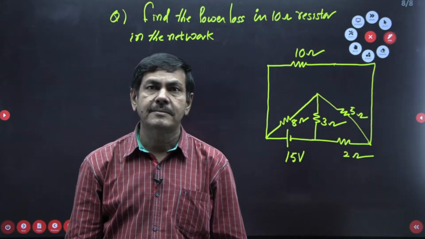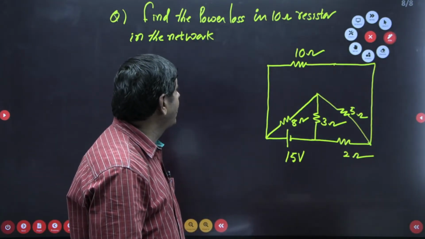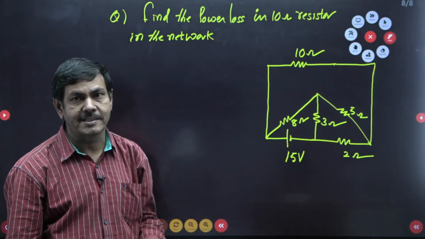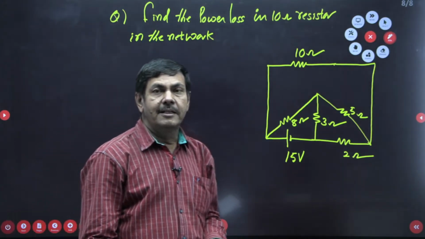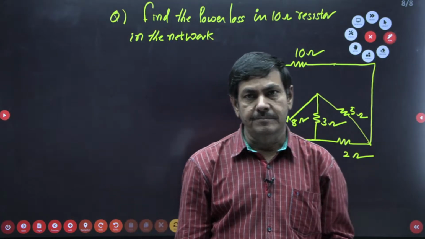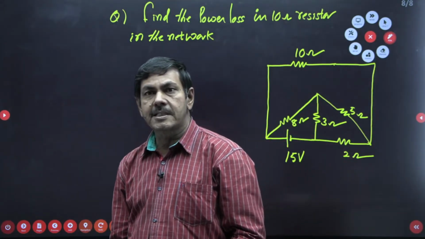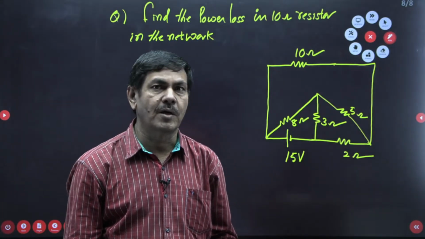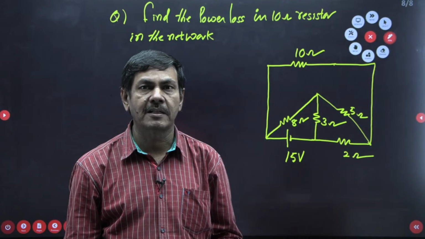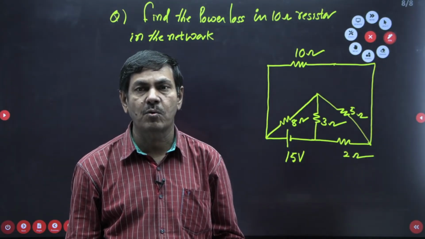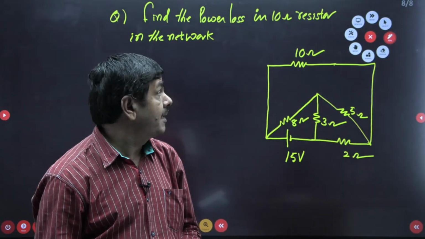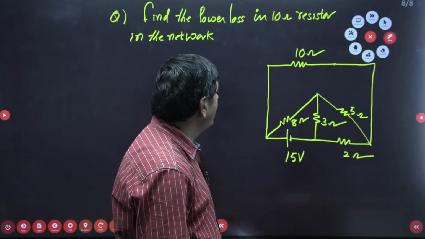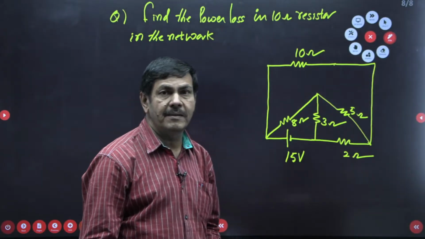Anybody can find the power loss in the 10 ohm resistor. The given element is nothing but a resistor. In a resistor, the power loss is nothing but I square R, you know. The power consumed across the resistor is nothing but I square R. What current is passing through the 10 ohm is more important now. To find it, you can apply any method.